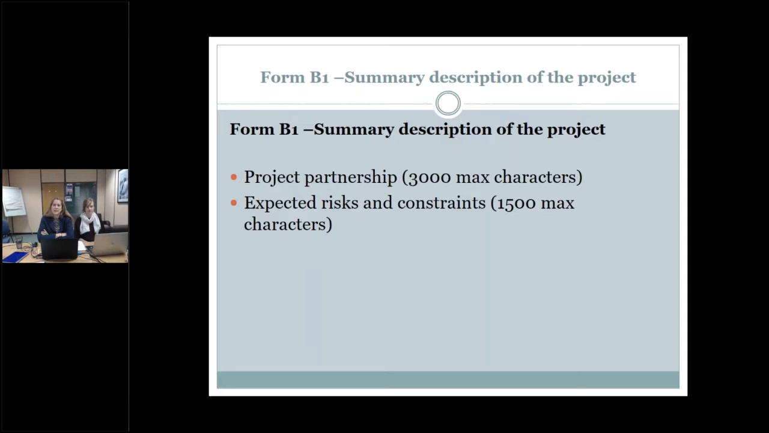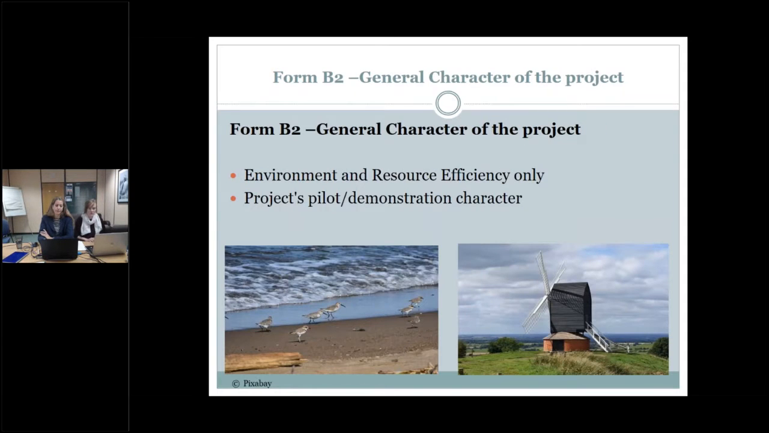So you need to provide a risk analysis and constraints analysis of what risks and constraints may mess up your project. And you have to have a mitigation strategy in place. So how will you address these risks and constraints?